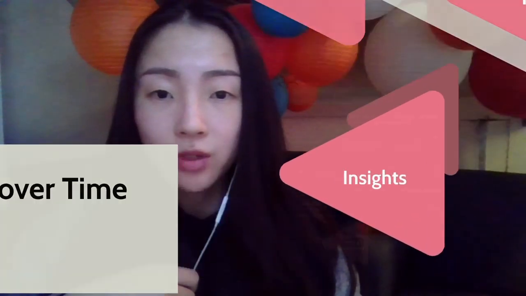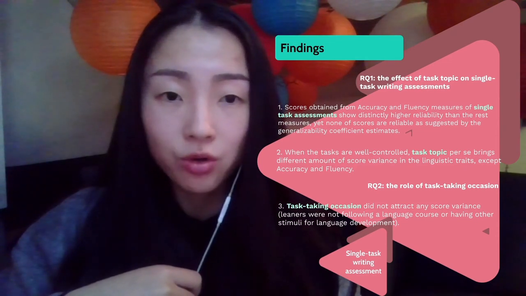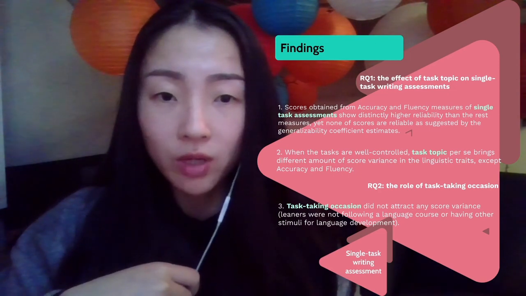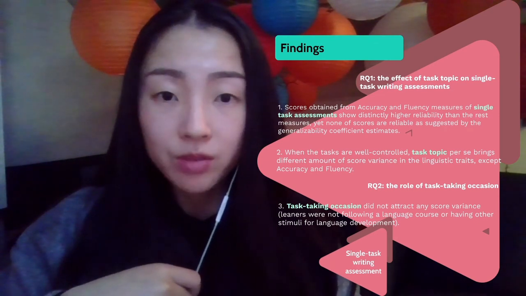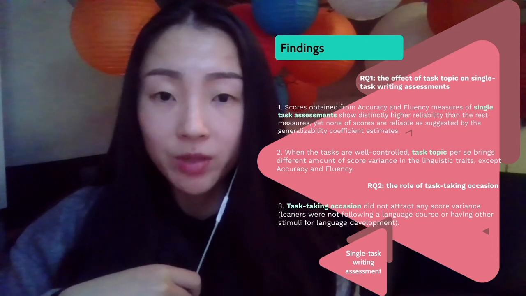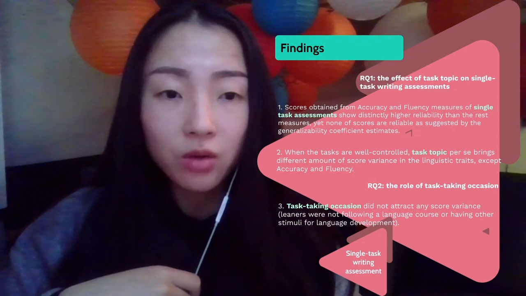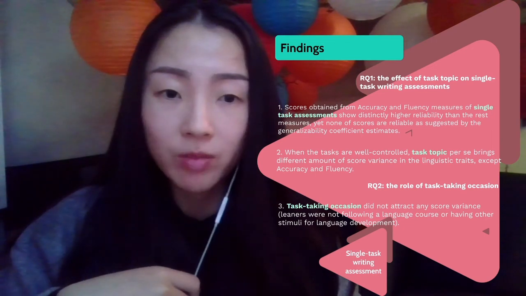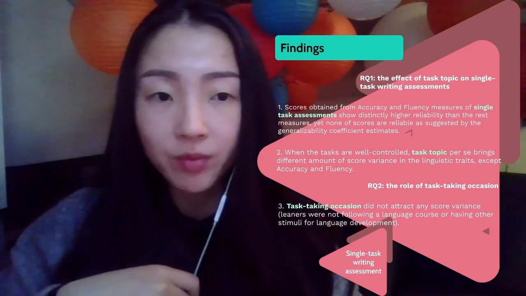Well, let's first try to answer the research questions. For the first question, what we know now is that scores obtained from accuracy and fluency measures from the single task writing samples show distinctly higher reliability than the rest of the measures, yet none of the scores are reliable, as suggested by the generalizability coefficient estimates. And secondly, when the tasks are well controlled, as in this study, task topic per se brings a different amount of score variance in these linguistic traits, except accuracy and fluency.